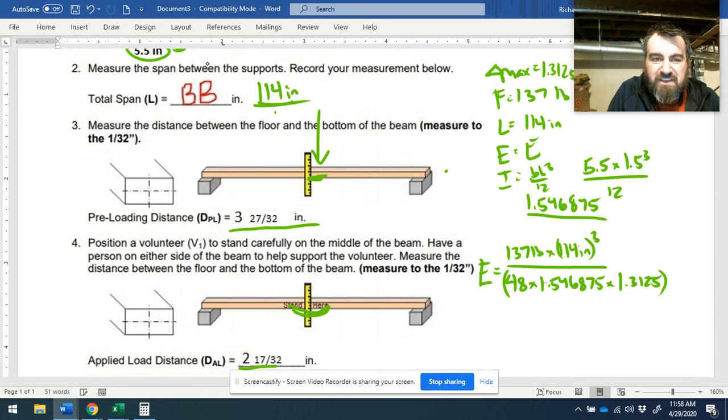With this, we have 3 sig figs here. I would probably say that if you put 2,080,000, that would be a reasonable answer.